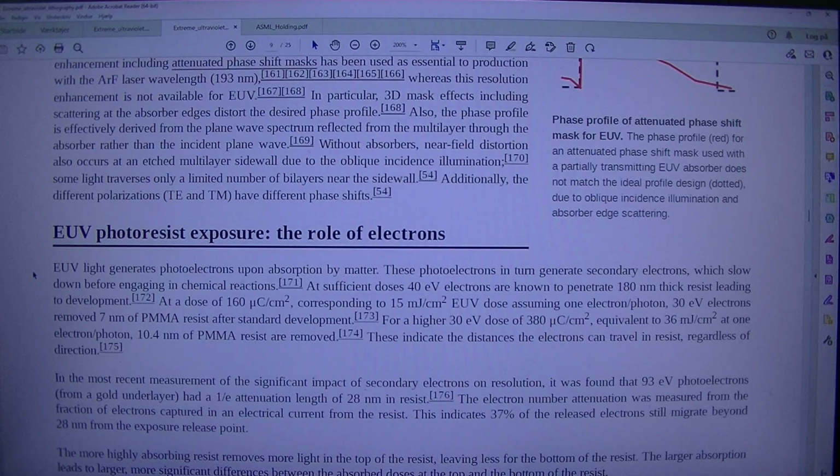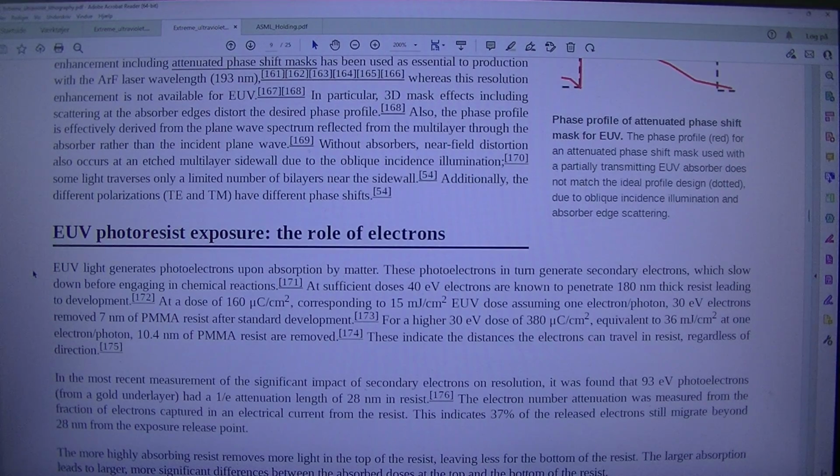171. At sufficient doses, 40 eV electrons are known to penetrate 180 nm thick resist, leading to development. 172. At a dose of 160 µC/cm2, corresponding to 15 mJ/cm2 EUV dose assuming 1 electron/photon, 30 eV electrons removed 7 nm of PMMA resist after standard development.